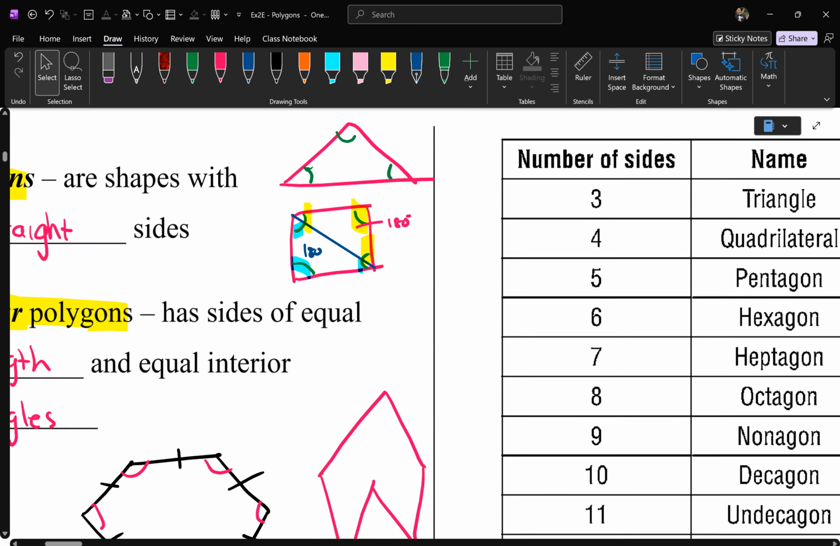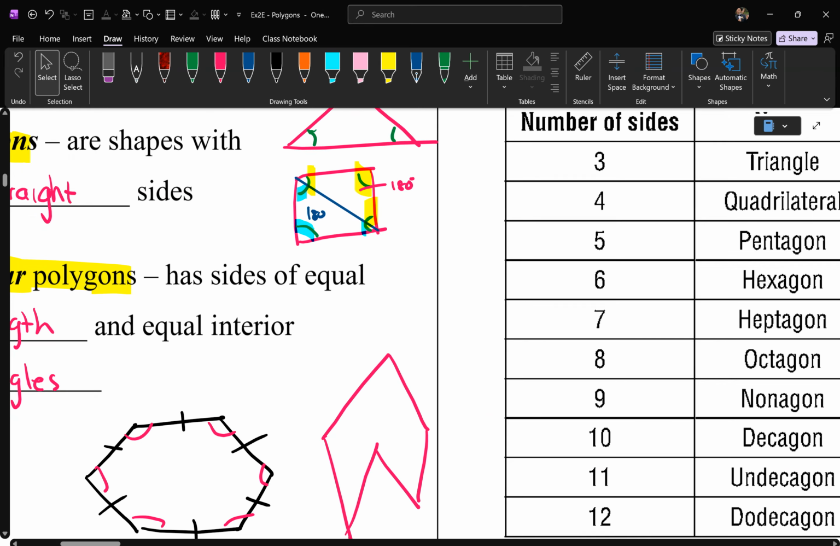Now here's one that I think students don't truly understand why it works. I'm going to give you one as an example.